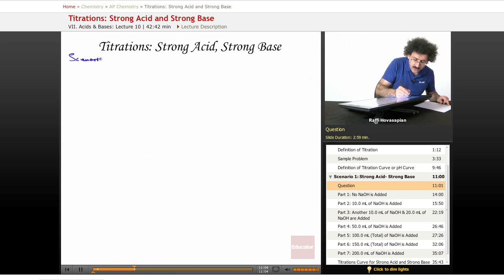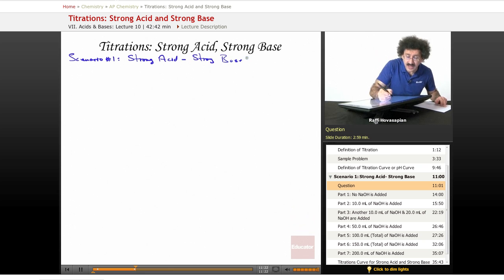Scenario, which is the title of our lesson for today. So we'll do scenario number 1. It's going to be a strong acid, strong base titration.